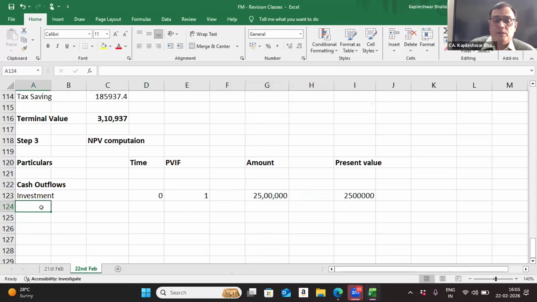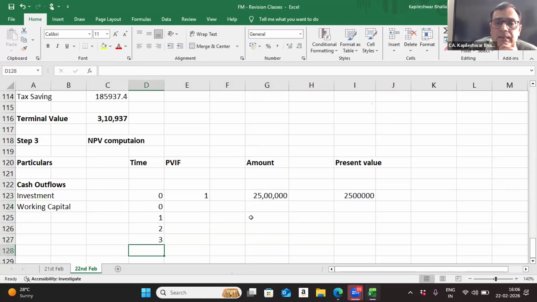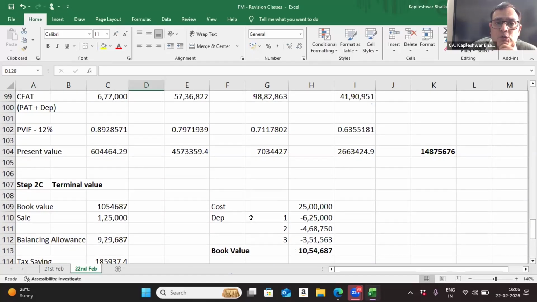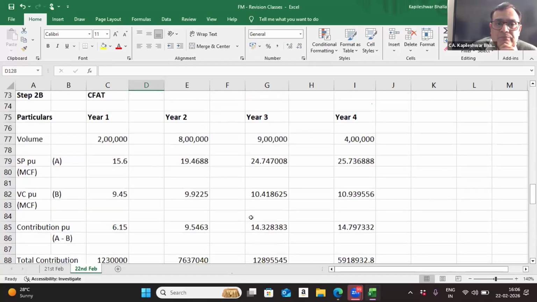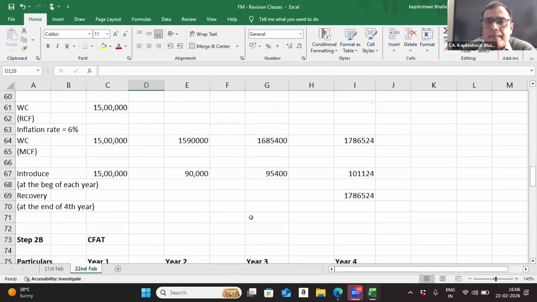And then there is going to be a working capital. For this, you've already made a working note. Now, careful. When you're going to consider the working capital, we know that there is an outflow at the beginning of each year. So can I say 0 point of time, first year, second year, third year. Now let's organize the data from above. Let's go back to step number 2B. In terms of step number 2B, what is the working capital introduced at time 0? 15 lakhs, then 90, then 95,400.